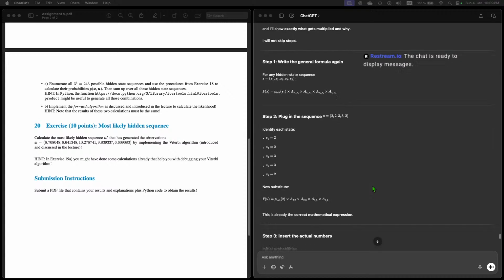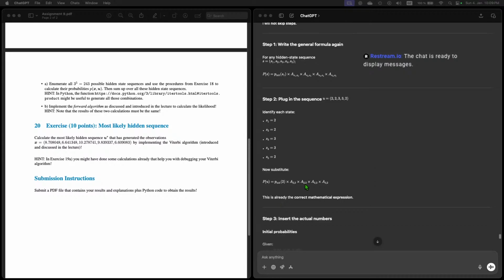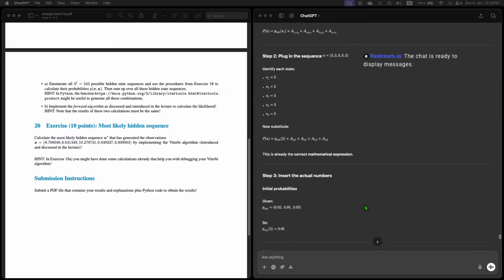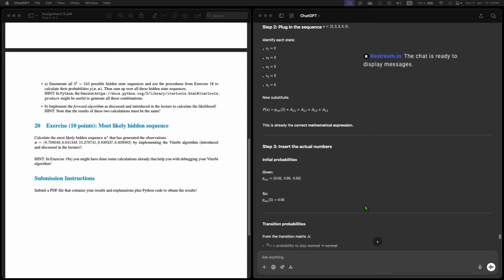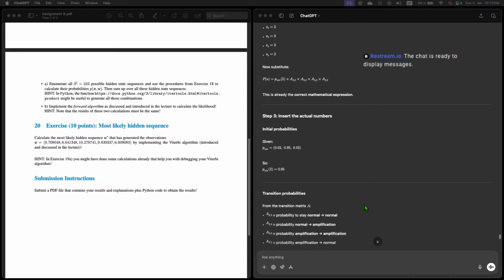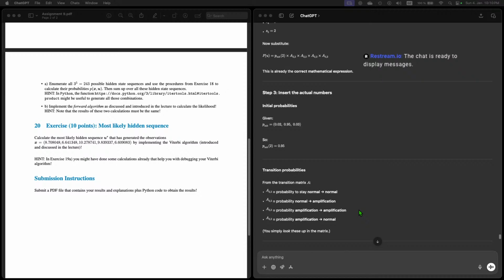Plug in the sequences. This is already the correct mathematical expression. Insert the actual numbers: the transition probabilities from the transition matrix A, such as the probability to stay normal, normal to amplification, and amplification to amplification. You simply look these up in the matrix.